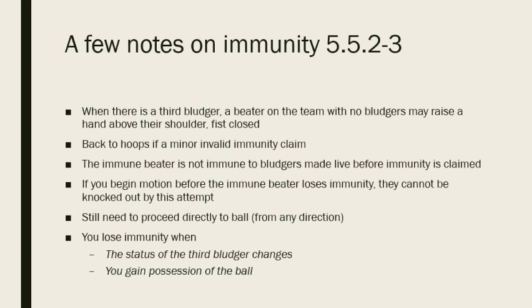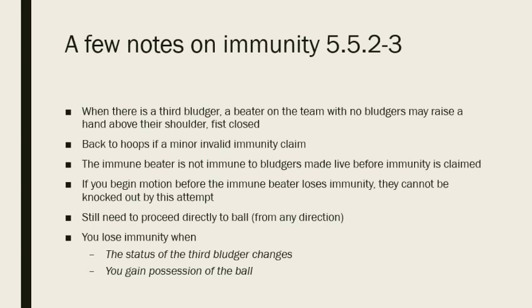So we don't have the prior natural motion clause on calling immunity. We do have it on when you attempt to beat someone while they're immune. So if you begin motion before the immune beater loses their immunity, they cannot be knocked out by this attempt. So basically, wait for them to have possession of the ball, or when the third bludger changes, and then try and beat them. Okay, and again, possession is sole and complete control.